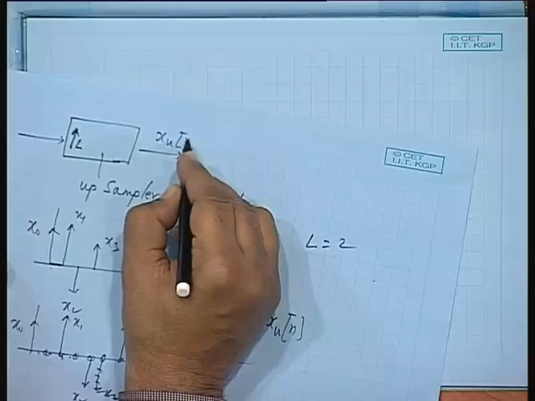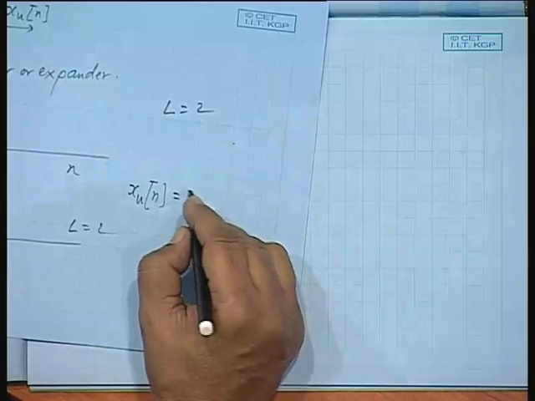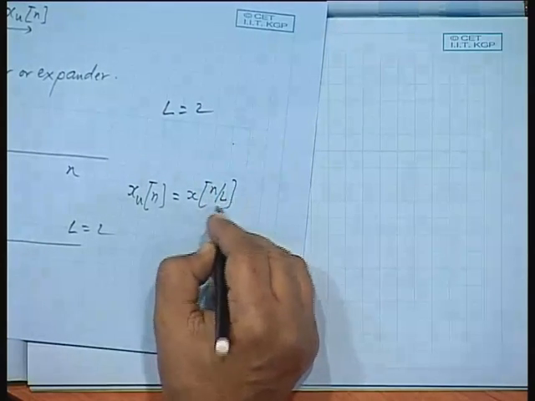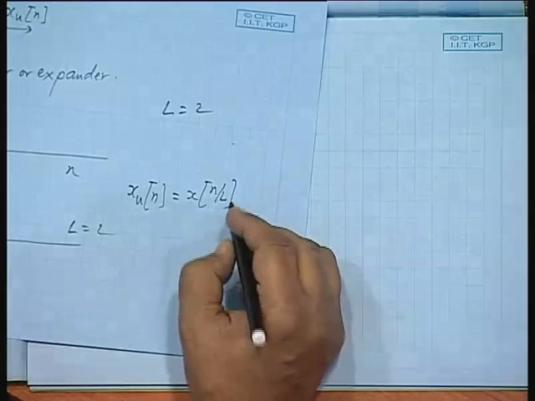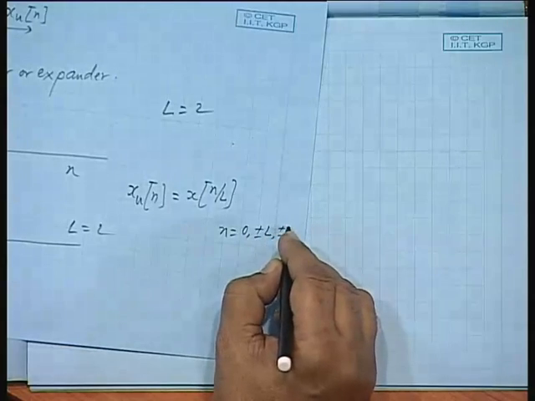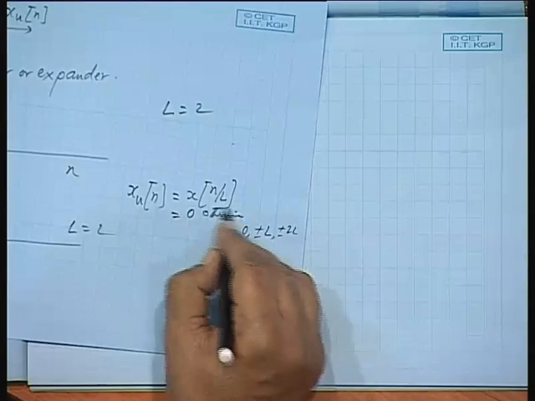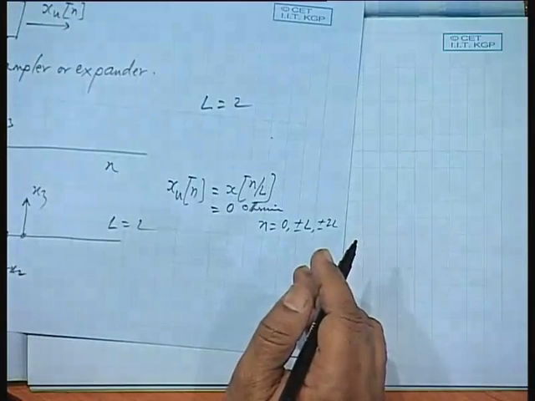I will write the upsampler output, if I call this x_u[n], and this is x[n], then x_u[n] will be x[n/L] for n equal to 0, plus or minus L, plus or minus 2L and so on, and is equal to 0 otherwise. Is this all right? Is this okay?